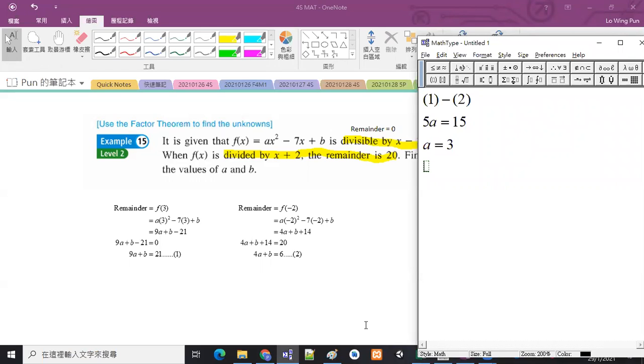So when you have found the value of a, you just sub the value of a into either equation 1 or equation 2, and it will be okay. So 9 times 3 plus b is equal to 21. So 27 plus b is 21, b is negative 6. Am I correct? Yes.